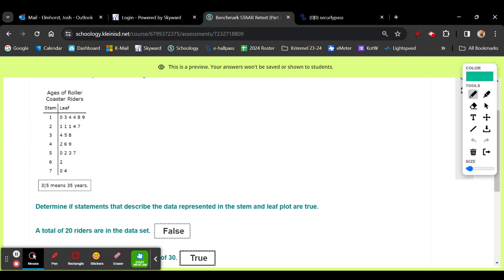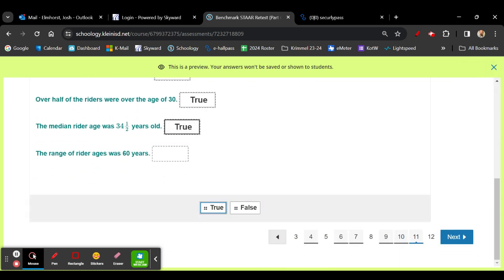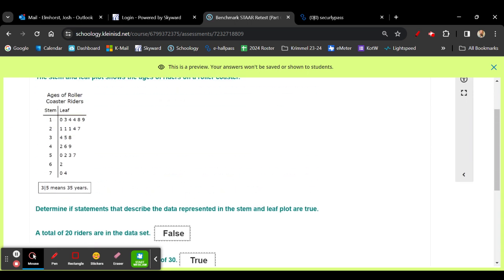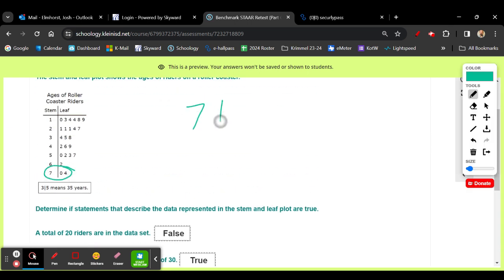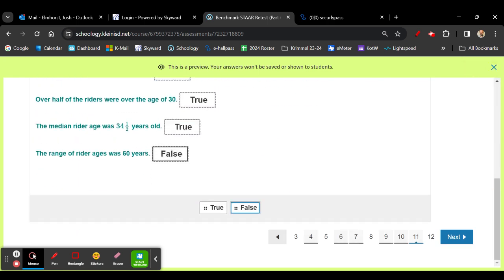The median rider is 34 and a half. Okay, the median rider, so we got 1, 2, 3, 4, 5, 6. 1, 2, 3, 4, 5, 6. We're working from least to greatest till we get to the middle. 1, 2, 3, 4, 5. 1, 2, 3, 4, 5. So the middle is between 34 and 35. So that is true. The range is 60 years old. The range is 74 minus 10, which is 64. So that is false.